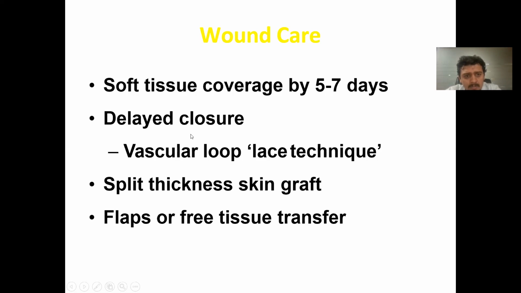Delayed closure may be needed if there is continuous oozing and continuing compartment syndrome. It can be done by the vessel loop technique. You can also use a split thickness skin graft. You can use a flap or free tissue transfer if required as per the patient's requirement.